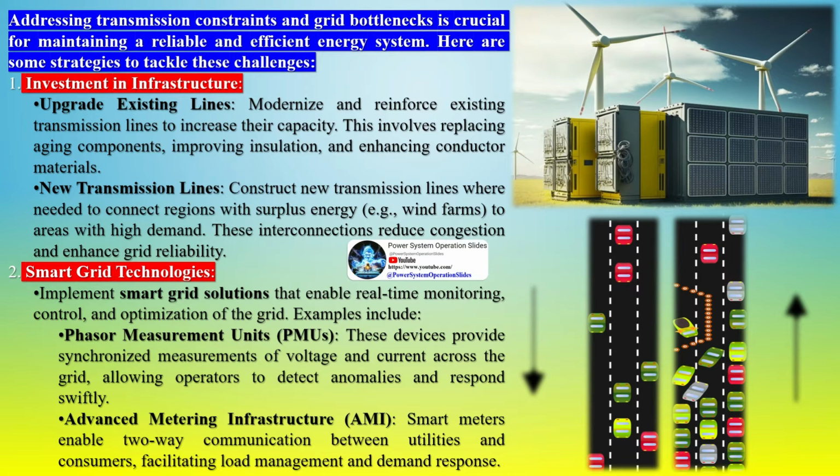Modernize and reinforce existing transmission lines to increase their capacity. This involves replacing aging components, improving insulation, and enhancing conductor materials. New transmission lines: construct new transmission lines where needed to connect regions with surplus energy, e.g., wind farms, to areas with high demand. These interconnections reduce congestion and enhance grid reliability.